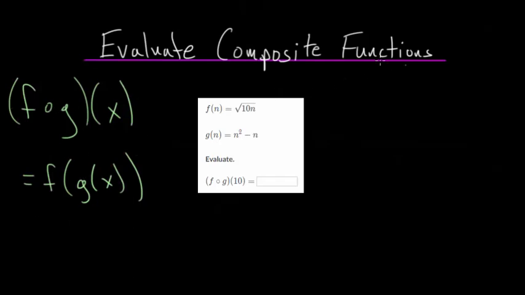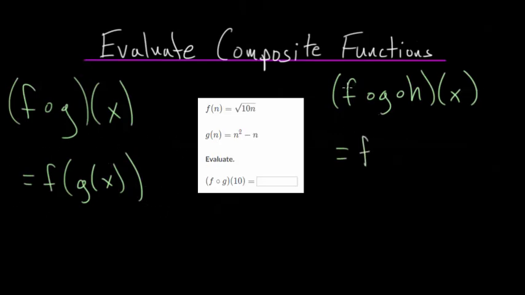Now you could see it with multiple letters, like it could be f of g of h of x. And again, I like to write it with these nested functions, where f is the outermost, and the one closest to the variable, that's your innermost function. So you have f of g of h of x. So it's a function within a function within a function. Likewise, this one is a function within a function.